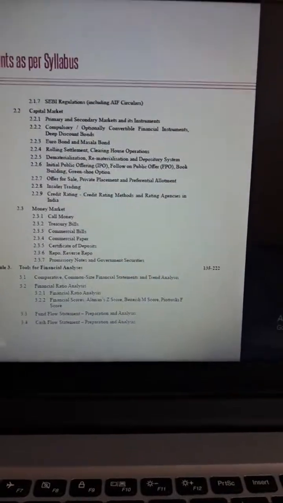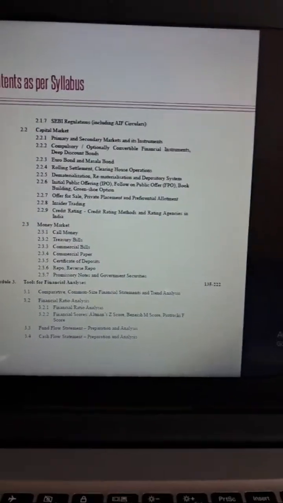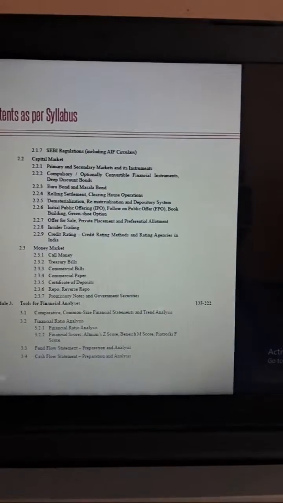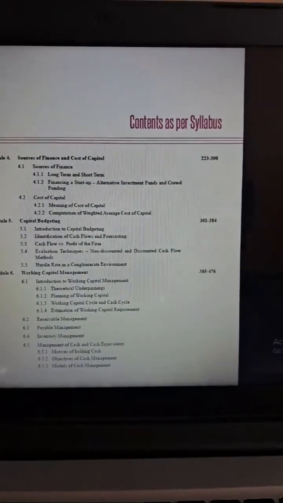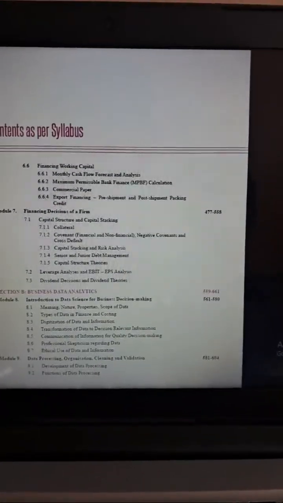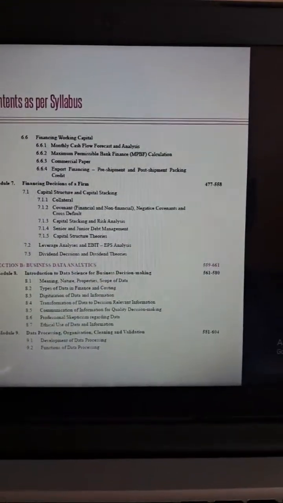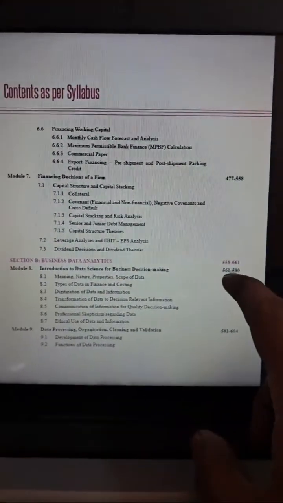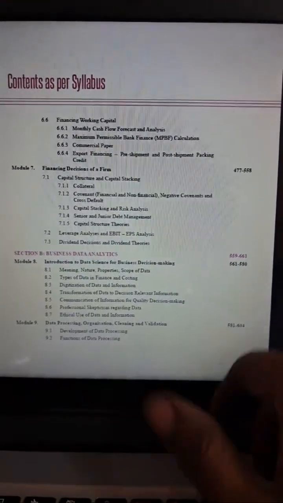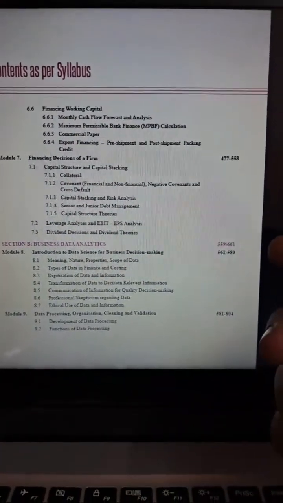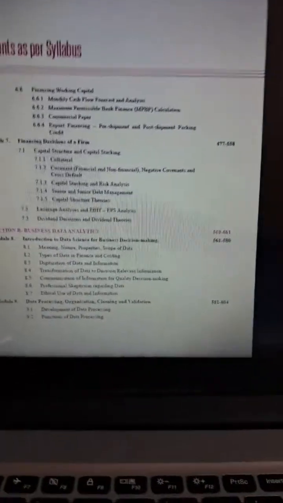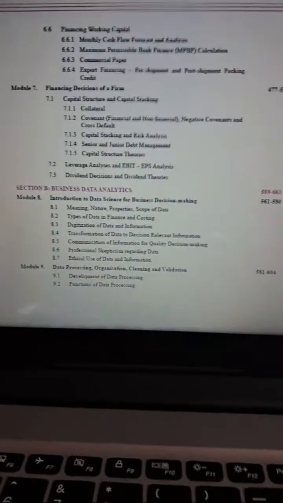Capital market is something which I love a lot. There's a lot of things, and I'm going to start here business data analytics and going back to financial management. So it's 5:59. Hold on. I'll be studying for like 10 more minutes. I don't know. I'm very tired right now. Let's see how it goes.